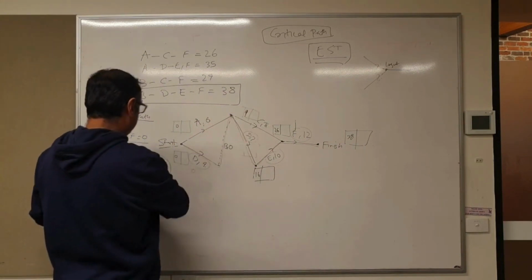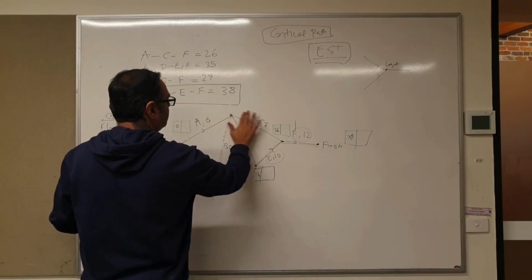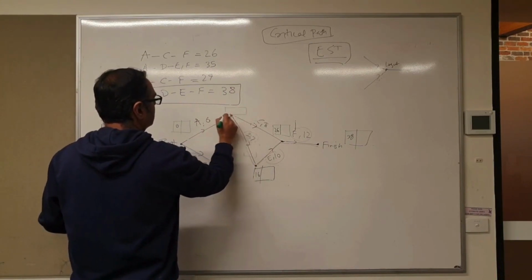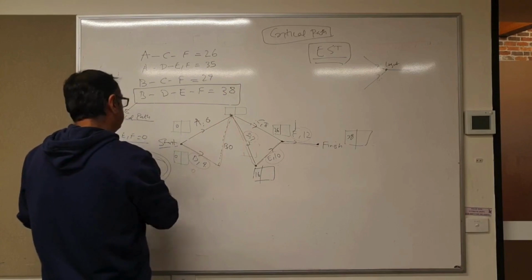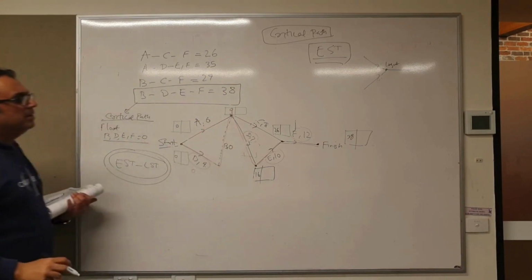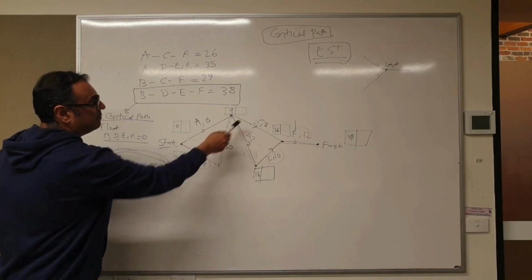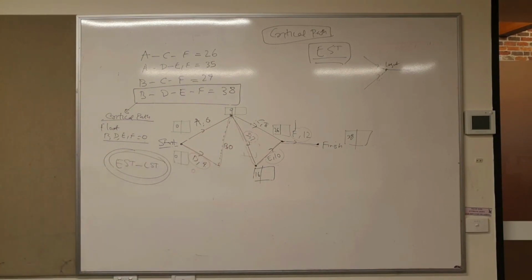This box here, which says 9, is the earliest start. It serves both C and D because they're starting at the same time.